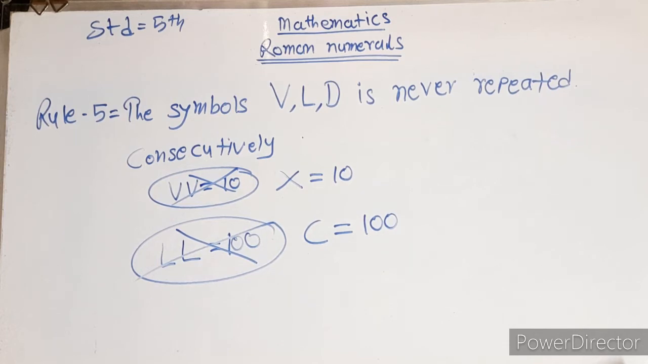Student, you know how many symbols are used to write the Roman numerals? Nearly 7. From the 7, the symbols I, X, C, M, these 4 letters we use 2 or 3 times consecutively, but the letters V, L, D are never repeated.